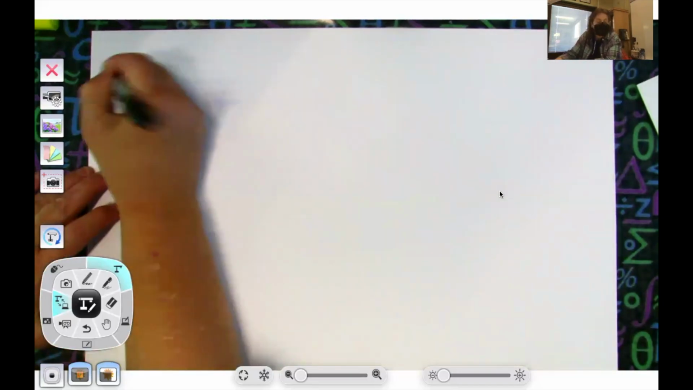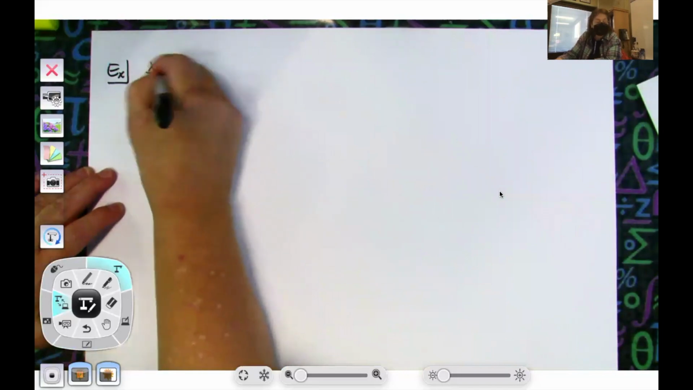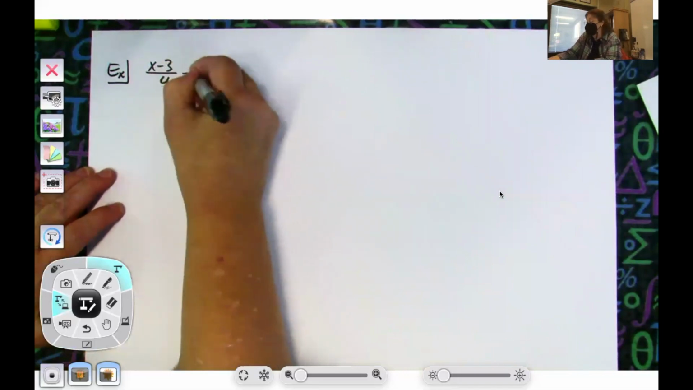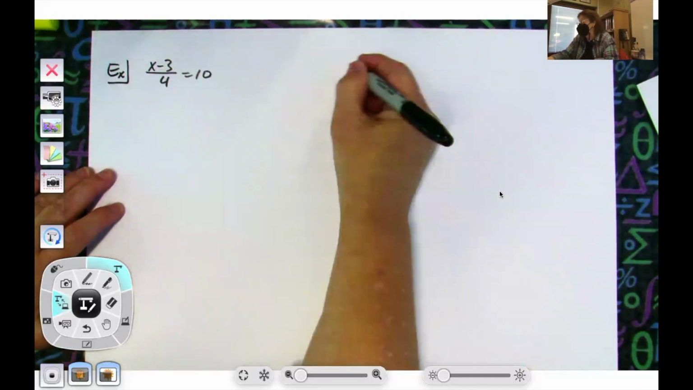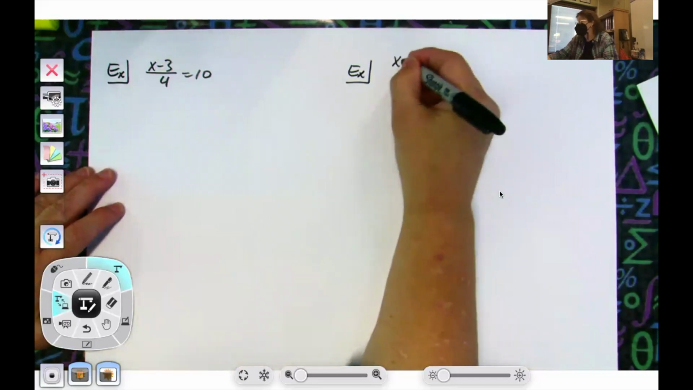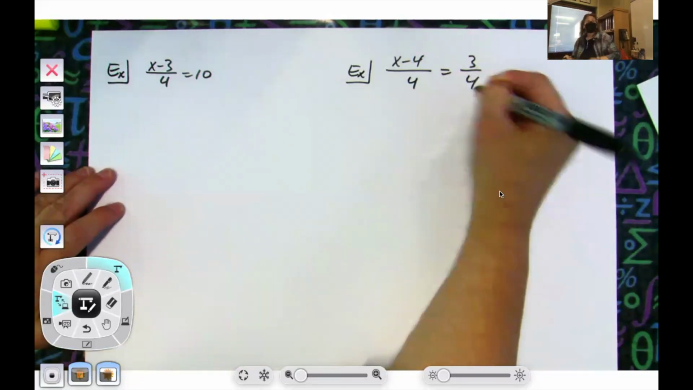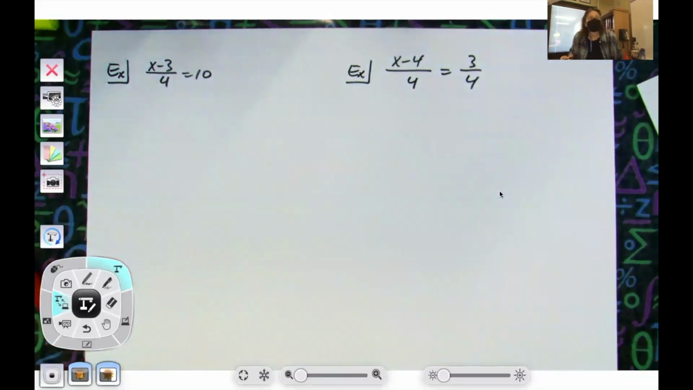All right, let's look at just some different types. You might see equations that look like this: x minus 3 over 4 equals 10. I'll throw that up here. Let's throw another one in. Let's do maybe x minus 4 over 4 equals 3/4. What you'll see different this year than you did last year is you'll maybe see more fractions. That doesn't mean you have to freak out or anything. I'm hoping that we can do both of these.